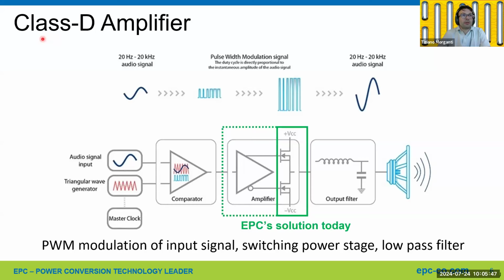So, a very brief introduction about what a Class-D amplifier is. A Class-D amplifier is a switching amplifier. We have an analog audio signal, and this is translated into a PWM modulated signal, which is amplified by a digital power stage. Then we have a low pass filter that reconstructs the analog audio from the PWM signal. EPC is providing a solution for the power stage. We have discrete components, and we also have power stages, so gate driver plus the power devices.